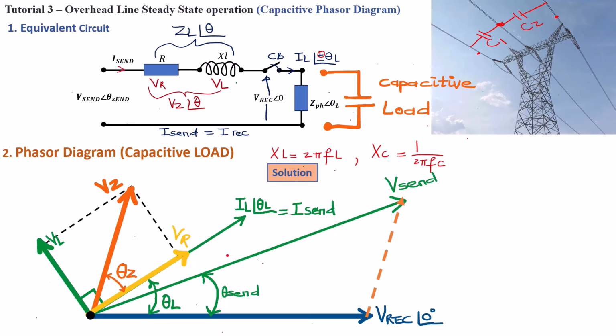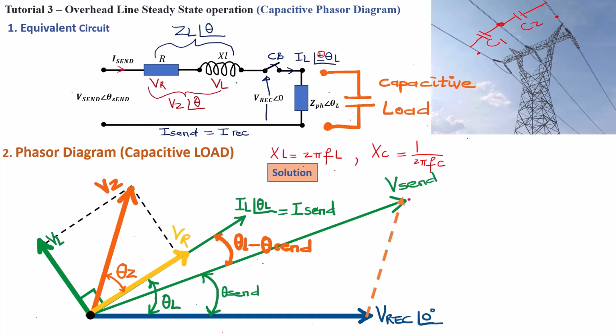And over here, the angle between the sending end voltage and the load current can also be calculated. That is basically going to be theta L minus the sending end angle. Then you're going to get this angle.